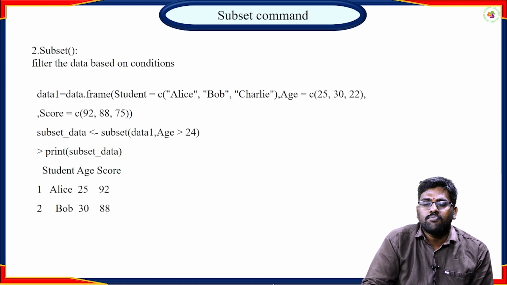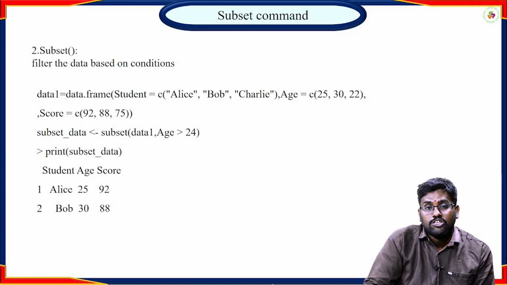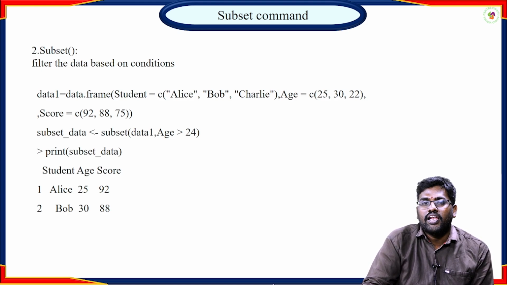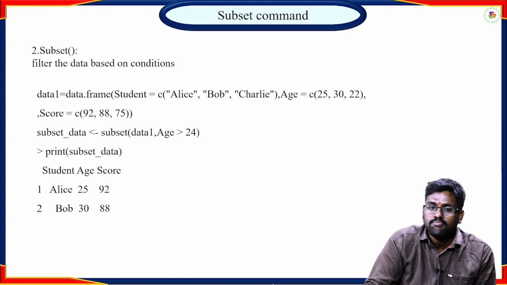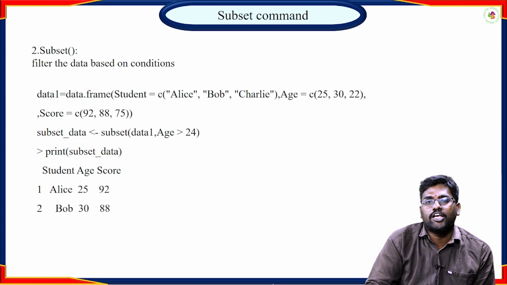Next one, the subset command. The subset command is used to display, for example, if we have 10 rows, 10 values, and out of those I need to print only 2 values. For that we use the subset command. There is a restriction: I want to print only 2 values out of 10 rows, so we give some condition, and based on that condition only, it executes.